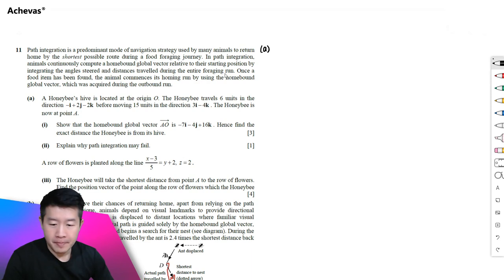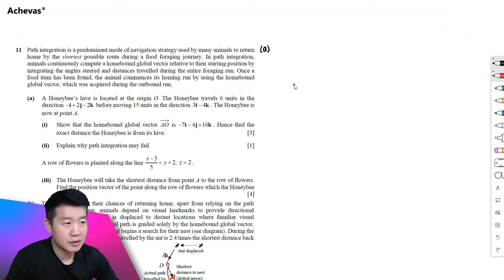Part A. The path integration, blah, blah, blah. I'm going to leave it to you guys to read this, okay? So there's this homebound vector, and this vector is AO. The honeybee is going to start from the origin. So, let me draw a quick diagram. Let's say here is the origin. From the origin, the honeybee is going to travel 6 units in the direction of the vector minus 1, 2, minus 2.